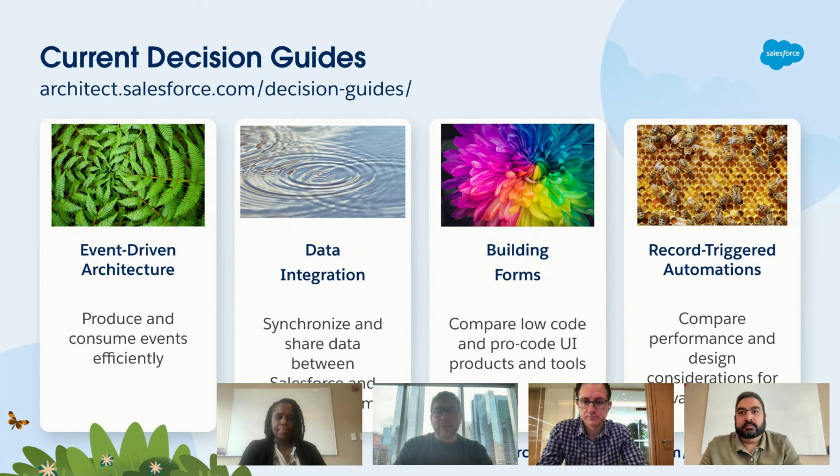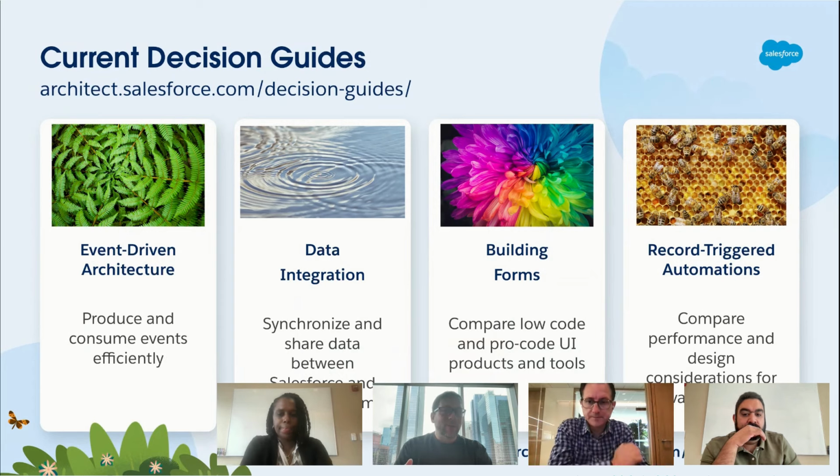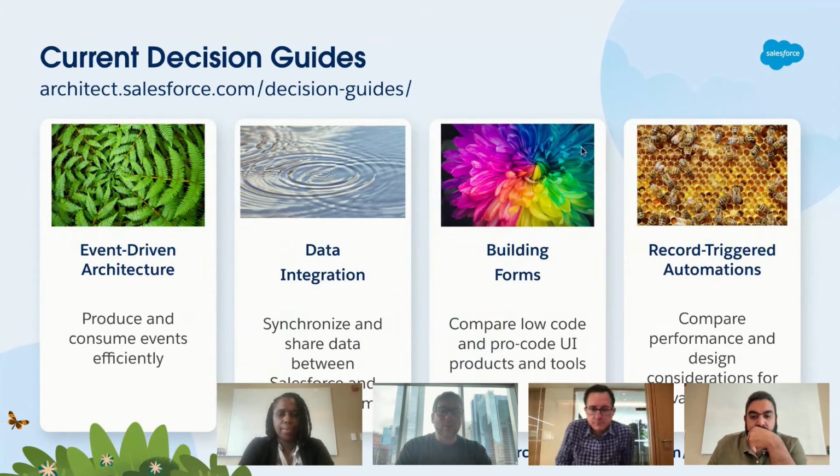And then the last one is record triggered automations, which allows you to compare different performance design considerations for a variety of use cases. That is when you think about any type of automation that you want to launch based on some type of add or change or update to a record, and you want to have it trigger some type of automation in Salesforce, there are ways to do that with Apex. There are ways to do it with Flow, and depending on what you're specifically trying to do, sometimes one or the other tool might be a better choice. So those are the four that we have available now. We've actually got two more that are coming.